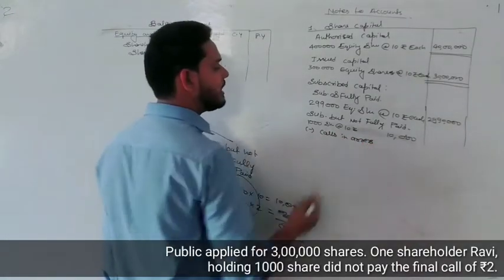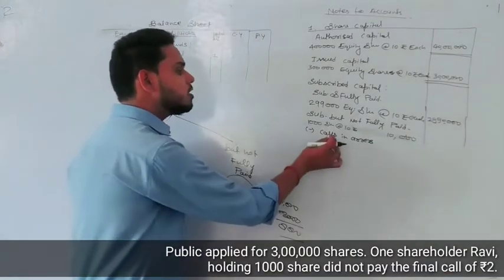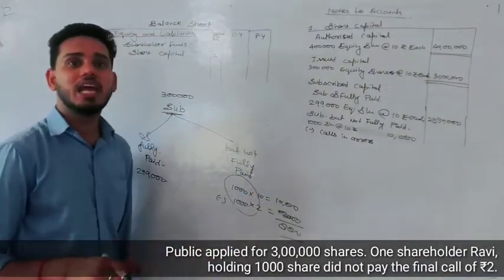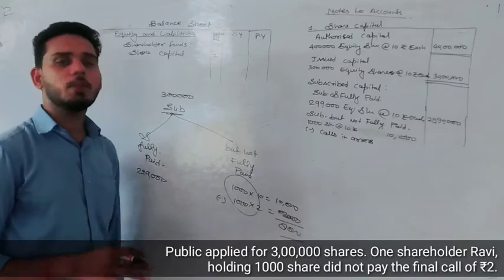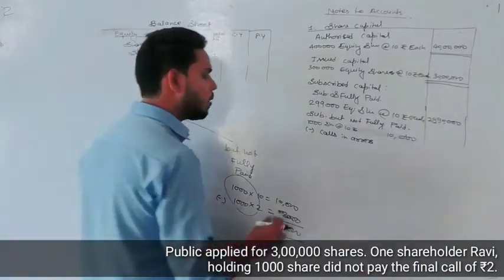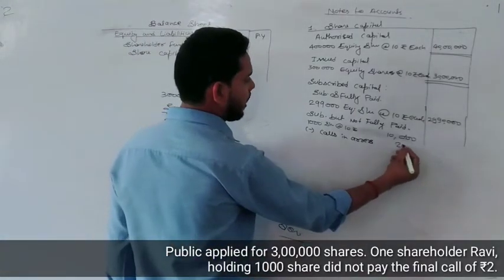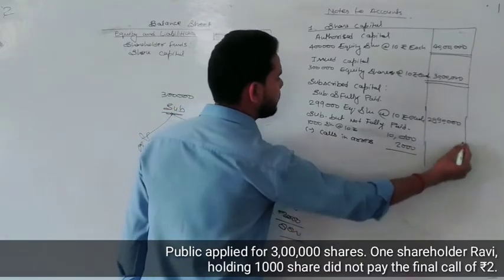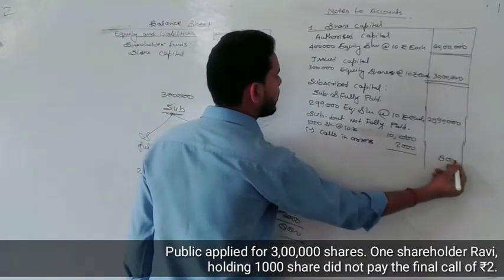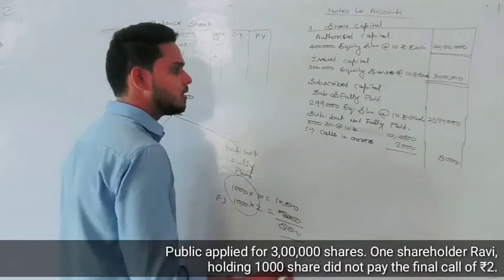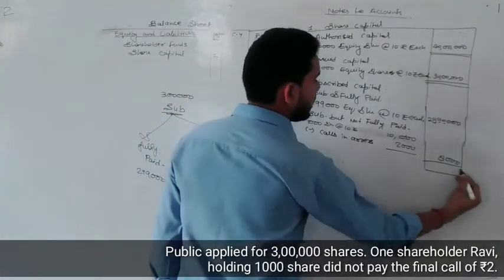What is calls in arrear? It means this is the amount which we called, but that is in arrear, that is not paid by the public. So how much did the public not pay? 2,000. The amount we received was 8,000 only. Right? Okay.